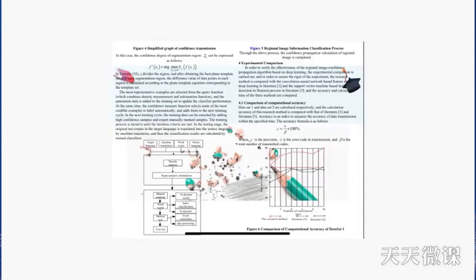For point 1, comparison of computational accuracy, data set 1 and data set 2 are calculated respectively, and the calculation accuracy of this research method is compared with that of literature 3 and literature 5. Accuracy is an index to measure the accuracy of data transmission within the specified time. The accuracy formula is as follows.